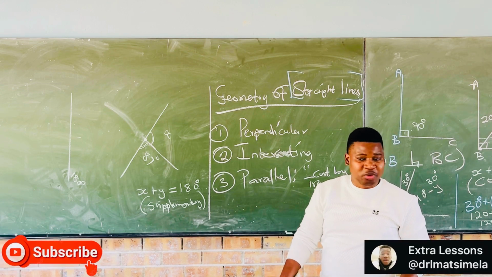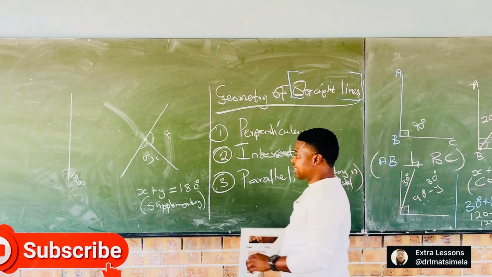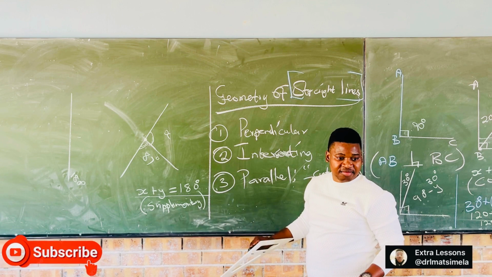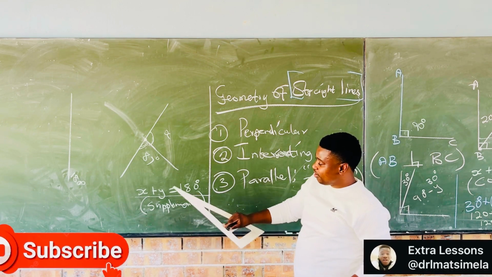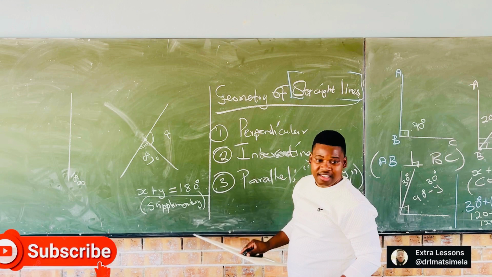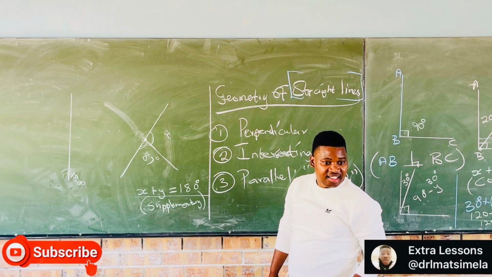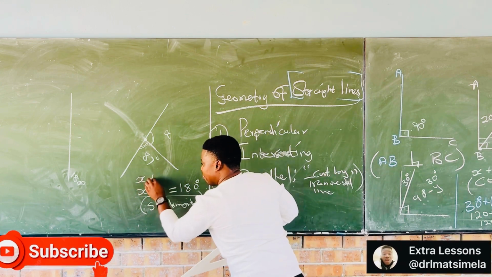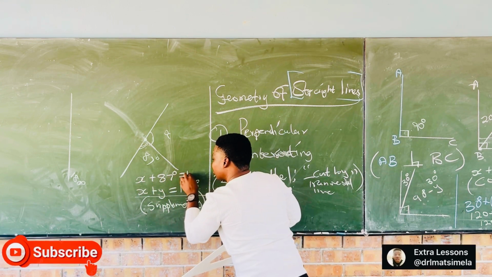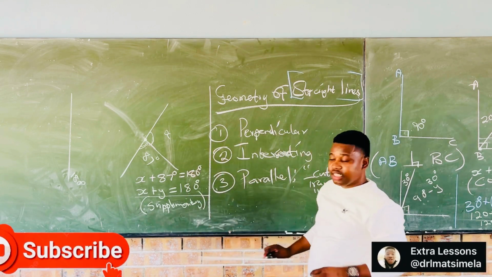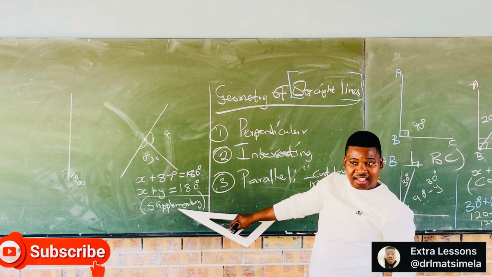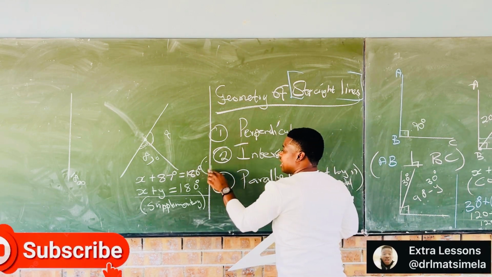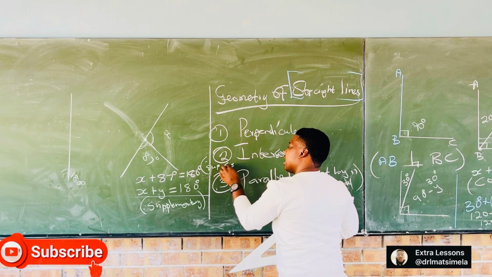It's correct, but I thought you would say it in a proper way, like I have done here. Can you do it this way? Okay, x plus 87 degrees is equal to 180. Reason: angles are supplementary, which I put in brackets.